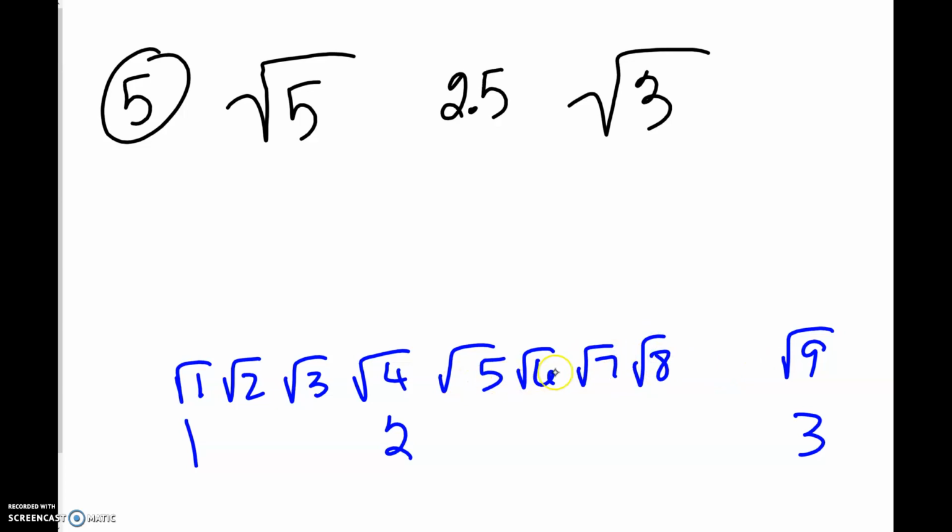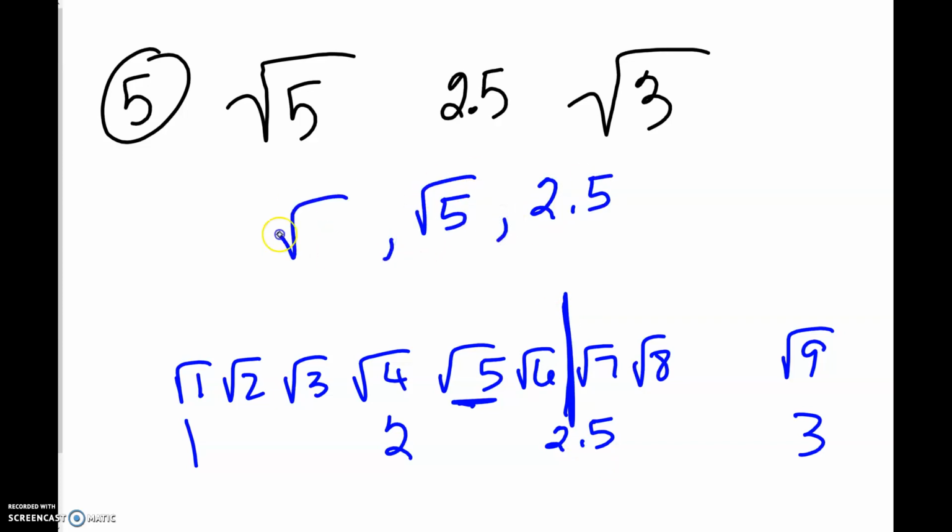So what do we have? 1, 2, 3, 4 numbers. This is where 2.5 would be. Is the square root of 5 bigger or smaller than 2.5? Well, if this is right in between, looks like 2.5 is going to be our biggest. And then we have the square root of 5, and the square root of 3 must be the smallest. So when you're counting, square root of 3 comes before the square root of 5.